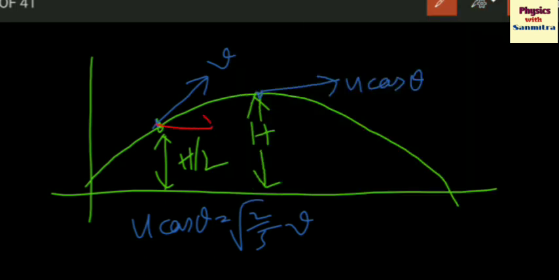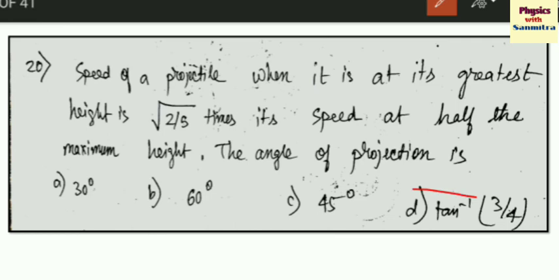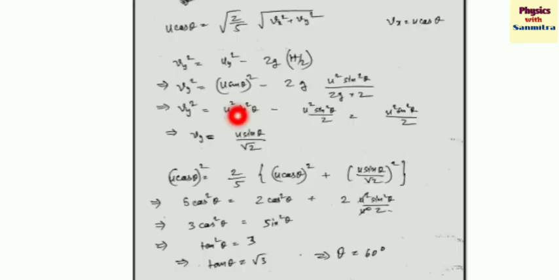Okay, now what is this v? Now we can find out this v also. This is u cos theta, and this is vy. And what is vy? Vy square is equal to uy square minus 2g into h by 2. H by 2 is half the maximum height. I have replaced H by u square sin square theta by 2g, so 2g and 2g will cancel out. U square sin square theta minus u square sin square theta by 2, that will be u square sin square theta by 2. So vy will be u sin theta by root 2.